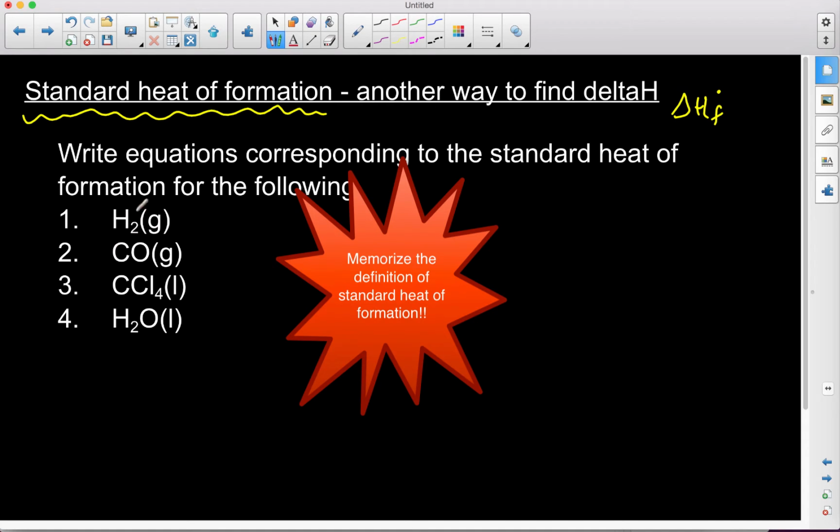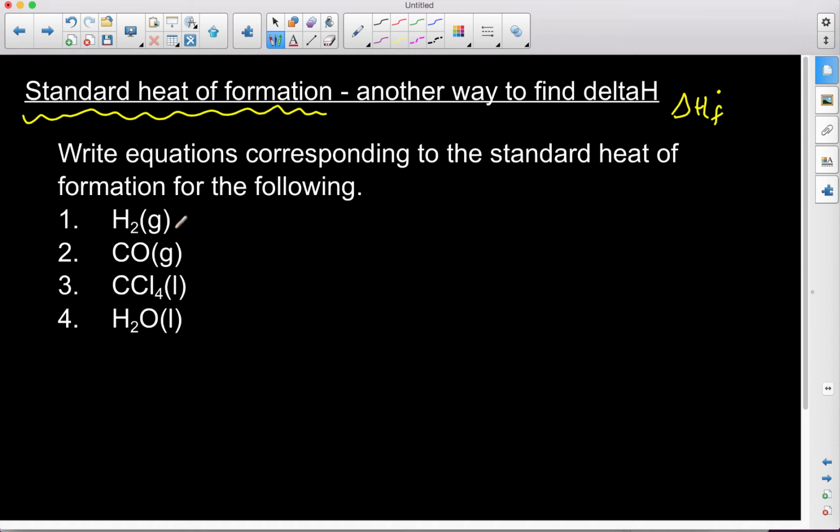Let's say we want to write the standard heat of formation for gaseous H2, which is the standard state at room temperature. Ta-da! This is a trick question, not a trick question, a thoughtful question, in that this would be 0. There's no heat of formation equation for that, because it is already that thing. There is nothing that is done to make H2 be H2 gas at room temperature.